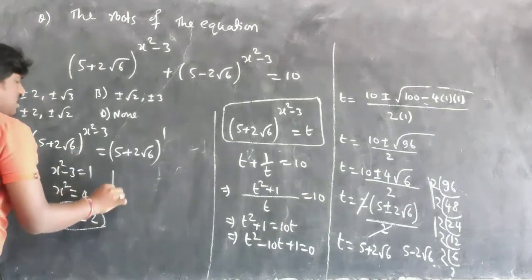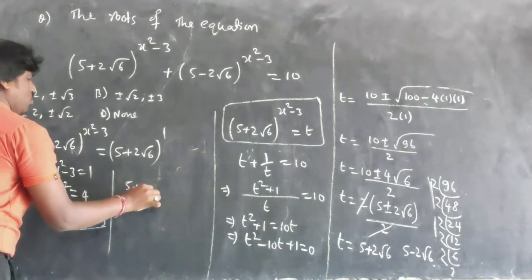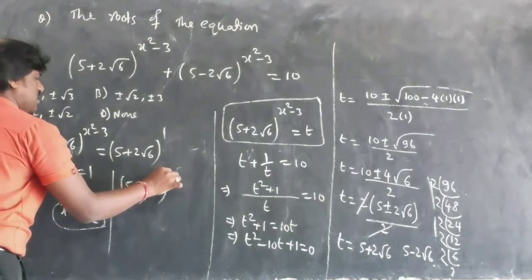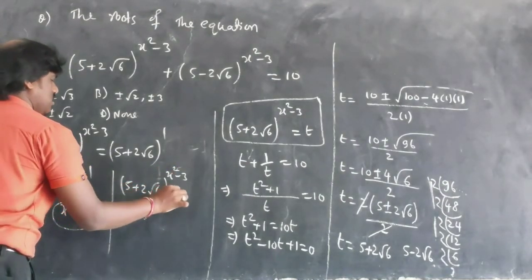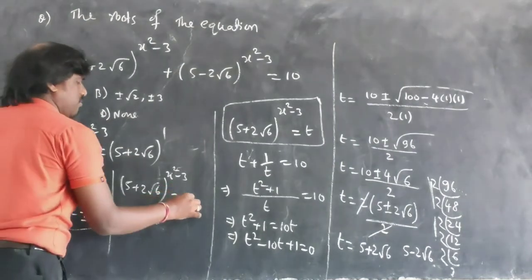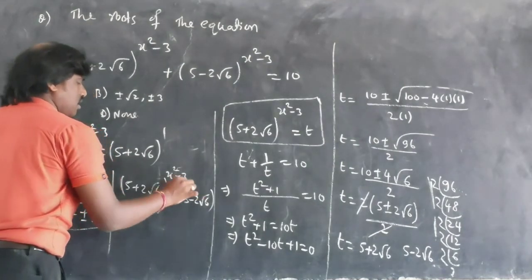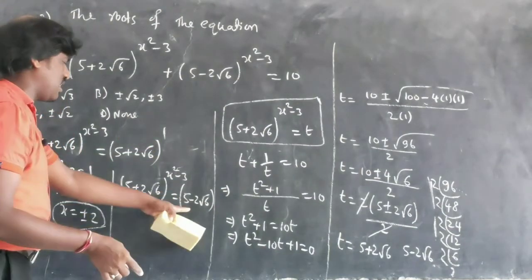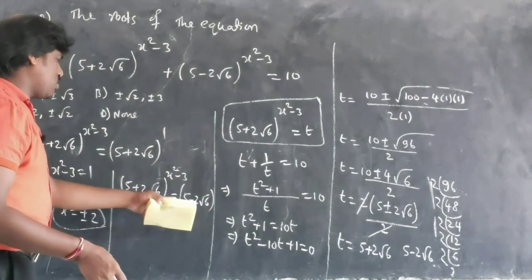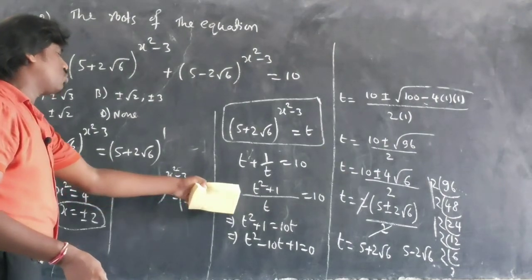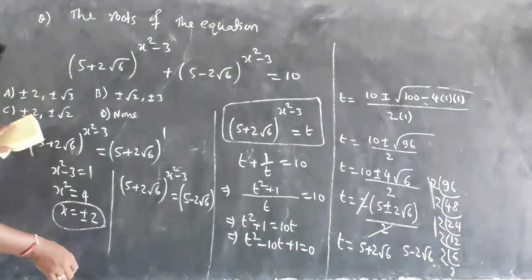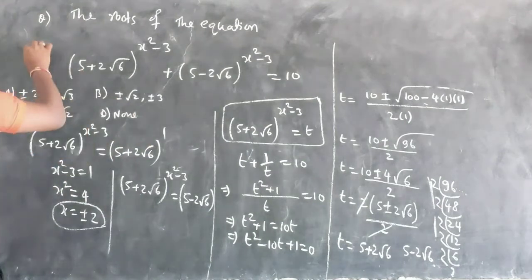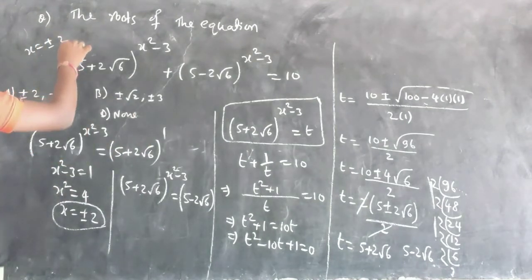Let us go for another step. 5 plus 2 root 6 to the power of x square minus 3 is equal to, I can write 5 minus 2 root 6. This is the reciprocal of this one. I just explained to you, this is the reciprocal of this one. So I can write this as 5 plus 2 root 6 to the power of minus 1. So here I got x is equal to plus or minus 2.